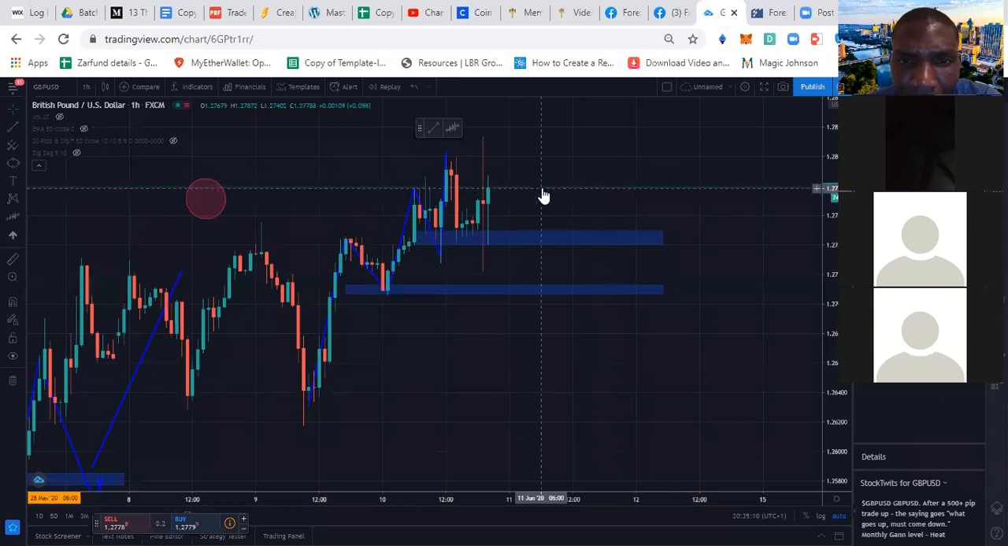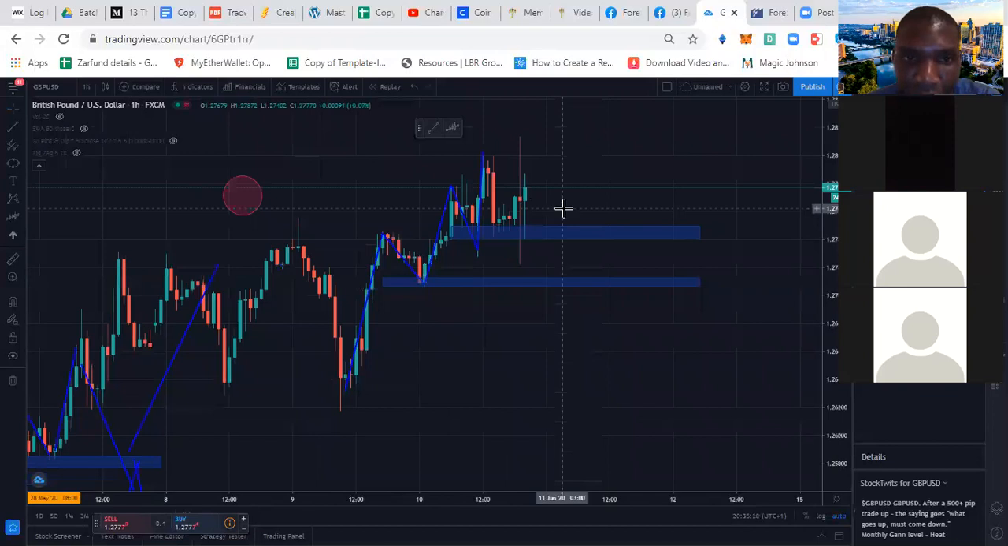Can you make use of your phone for TradingView? Yes, you can. Everything is there. Everything is on TradingView for your phone. You can get the app, or you can have it on your browser.